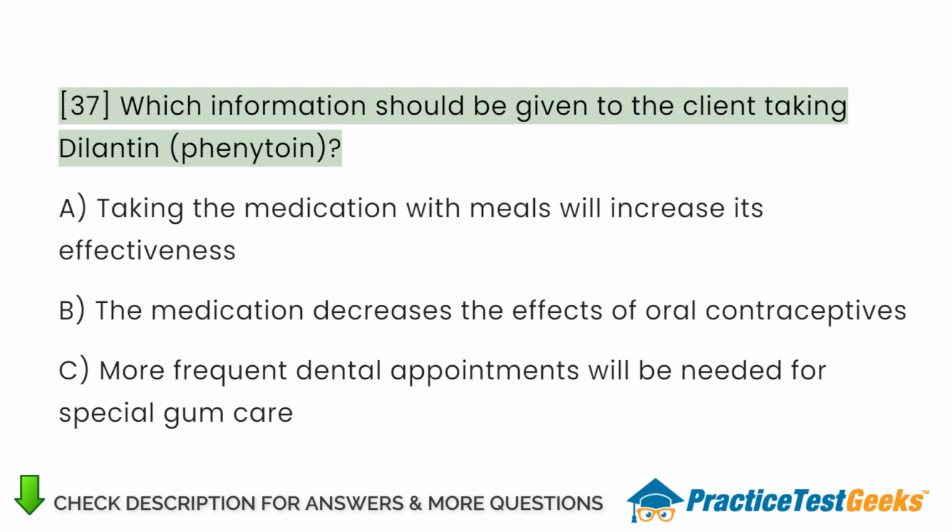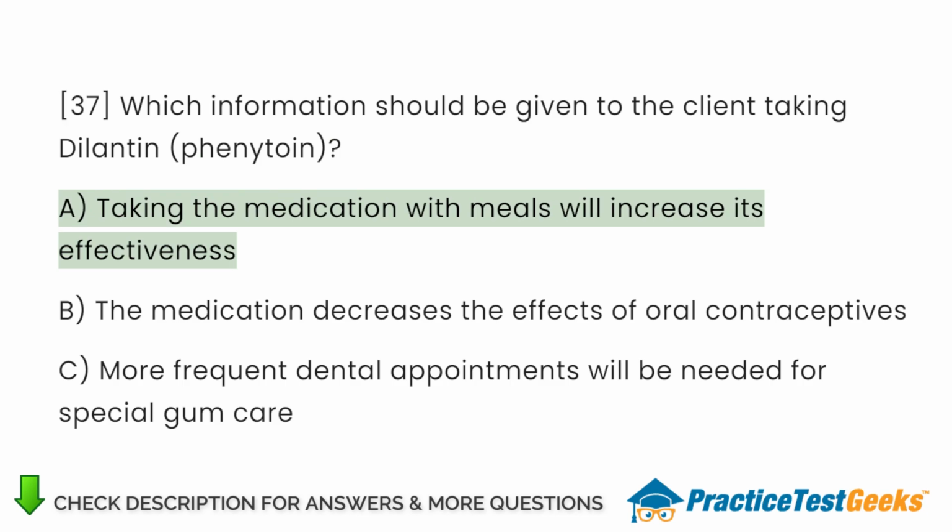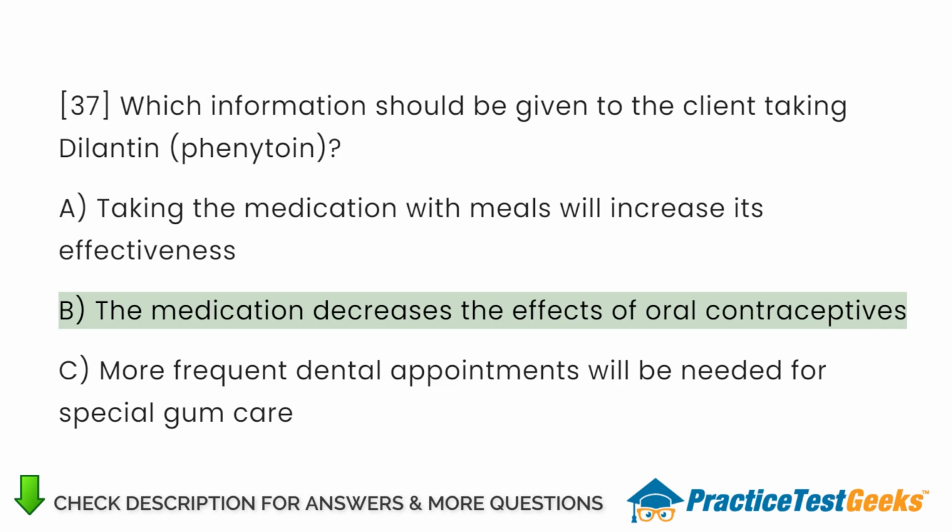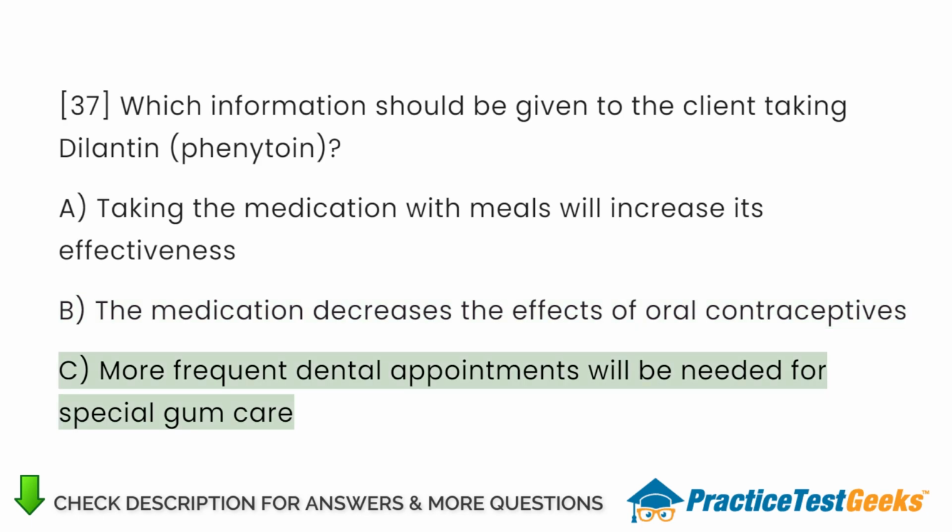Which information should be given to the client taking Dilantin (phenytoin)? A. Taking the medication with meals will increase its effectiveness. B. The medication decreases the effects of oral contraceptives. C. More frequent dental appointments will be needed for special gum care.